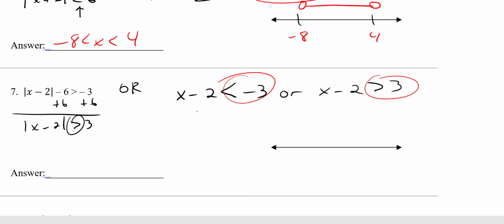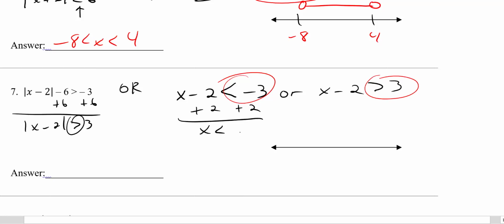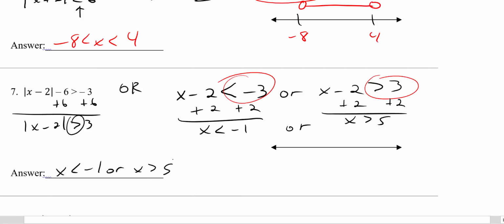All right, and then I got to solve each one of these. So I'm going to add 2. So you get x is less than negative 1, and I'm going to add 2. X is greater than 5. Okay, so this is my answer, x is less than negative 1 or x is greater than 5. Guys, it is always pointing opposite directions, like oars on a boat. Always pointing.